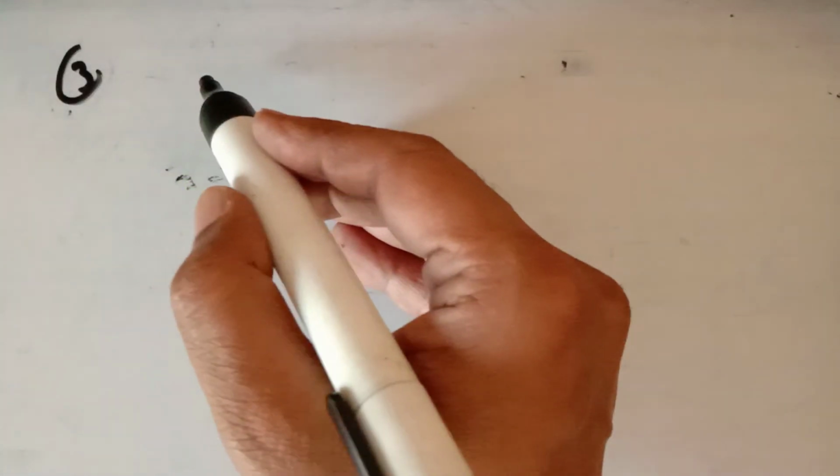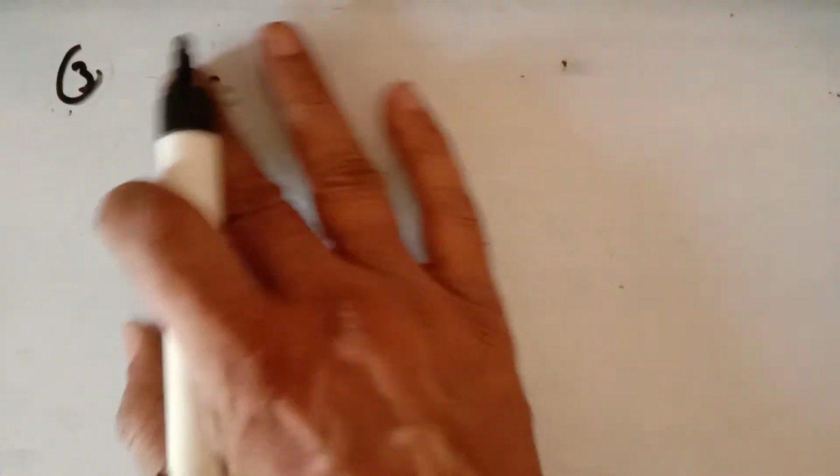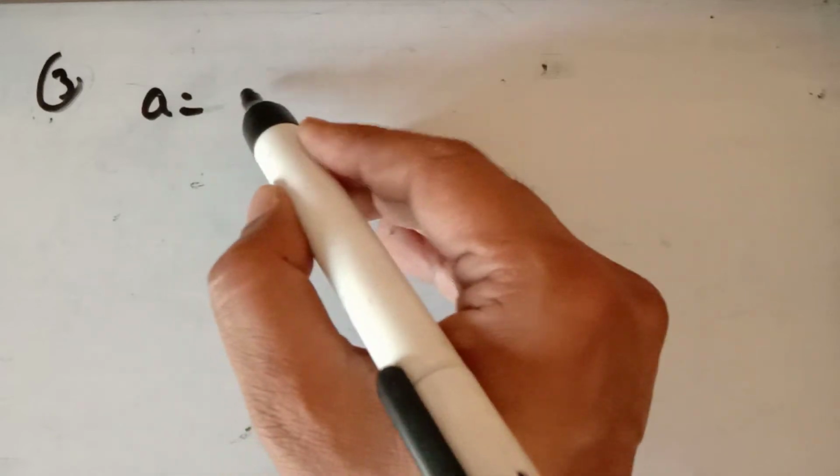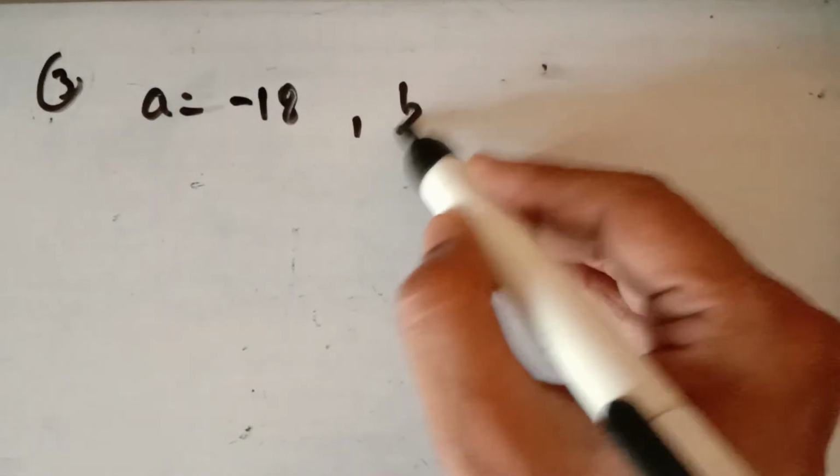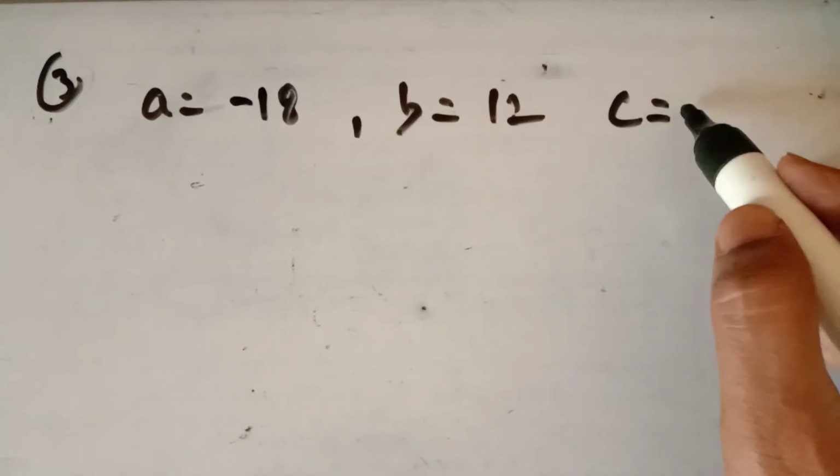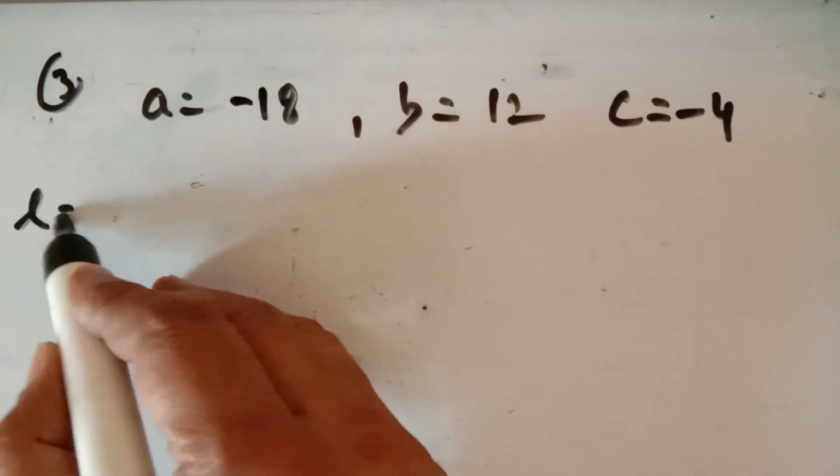Now in question number 3, the line has direction ratios given. We denote the direction ratios as A, B, C. It is given as A equals minus 18, B equals 12, and C equals minus 4. You have to find the direction cosines.